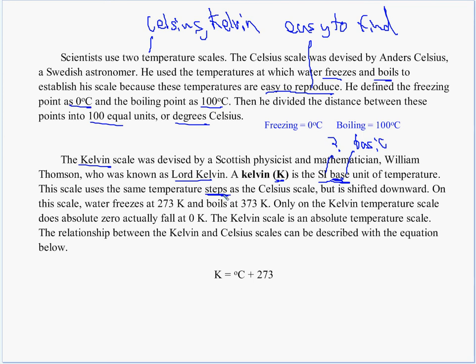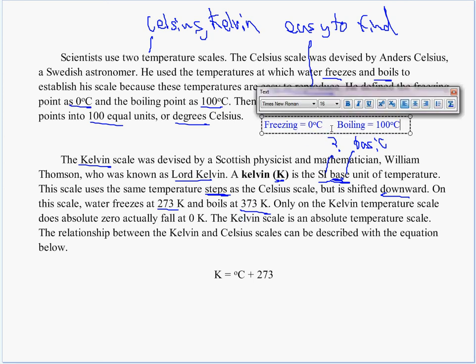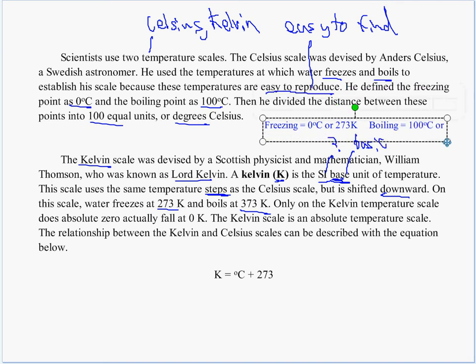This scale uses the same temperature steps. So, steps. I'll come back to that. As the Celsius scale, but is shifted downward. On this scale, water freezes at 273 K and boils at 373 K. Okay, steps. So here there's still 100 between this, right? Just like there's 100 between this. But here it's 273K and 373K. So it's higher. So I'm going to add to this now. This could be 0C or 273K, and then boiling could be 100 degrees C or 373K. Okay. Nifty.